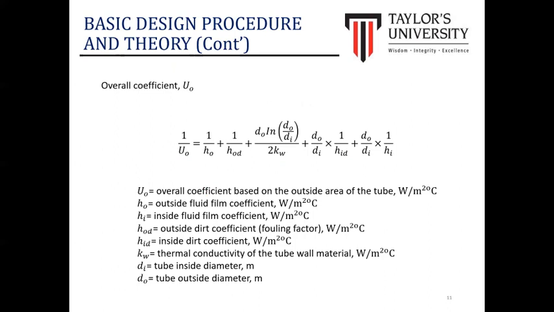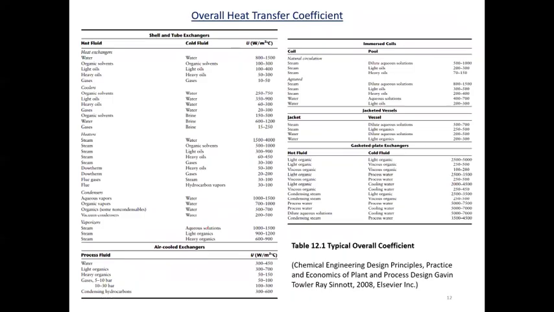We can see here that to determine the overall coefficient, we basically require the inside and outside fluid film coefficients, which cover the tube and also the shell part. Okay, this is the table that provides the information on the value of U, or the overall heat transfer coefficient. For the shell and tube, we can determine the coefficient whether it is hot fluid or process fluid, or if we use a coil immersed into the shell. So you can use this range.